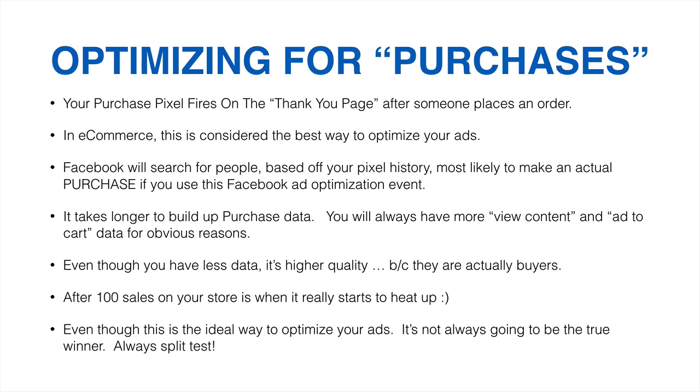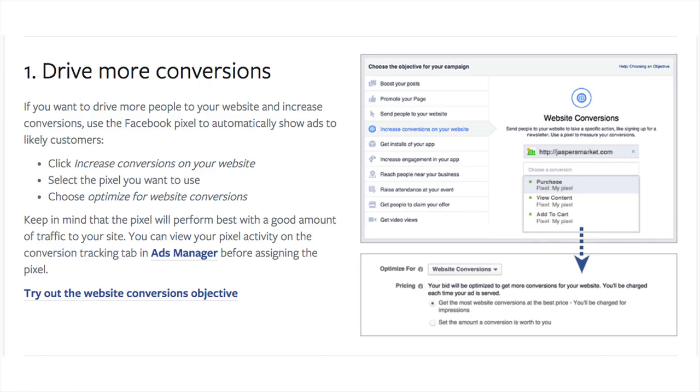Now, if you're wondering, how the heck do I optimize my ad for these events, Adrian? It's pretty simple. When you go to create an ad on Facebook, it brings you to this screen right here where you hit increase conversions on your website. You put in your Shopify store's website address, and there will be a drop-down menu where it has your purchase, view content, and add to cart. And this is where you tell Facebook, hey, I want you to focus on showing my ad to people that are more likely to perform this action, okay?